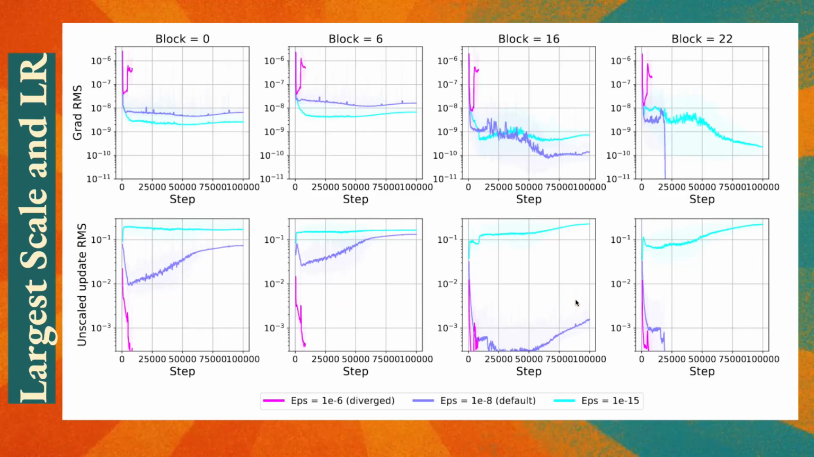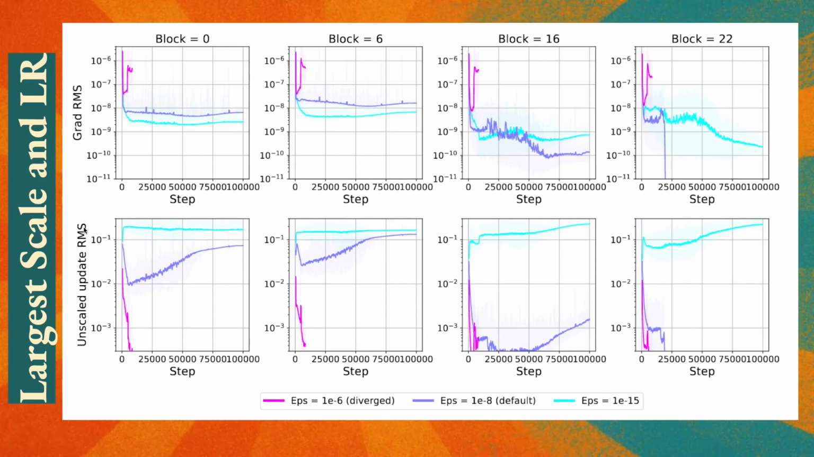And if we look at our largest scale model and our largest learning rate, and we compare 1e-6 in pink, 1e-8 in periwinkle or lavender or purple, and 1e-15 in our light blue cyan, we see this trend across the different blocks in the transformer. And we're looking at gradient RMS. So in each case, the blue line is relatively stable, especially the deeper you go in the transformer, compared to 1e-8, and especially compared to 1e-6.